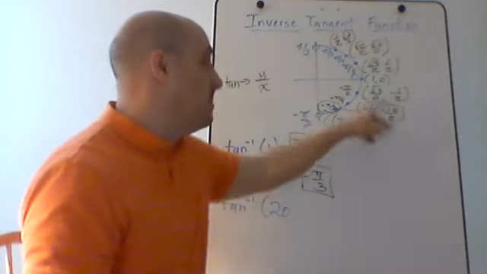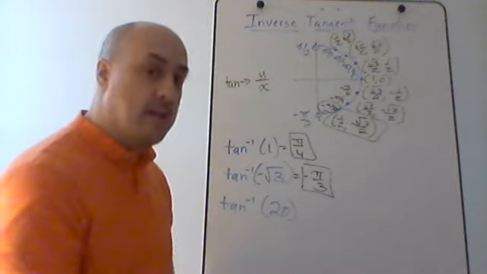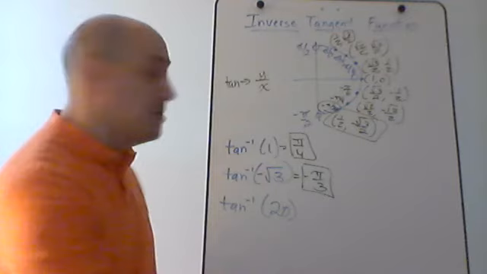If that one doesn't work, let me try this one. And you just keep trying them until you find the one that gives you the number that's in the parentheses there, and then you've got it. All right, so that's our inverse tangent function using the unit circle.